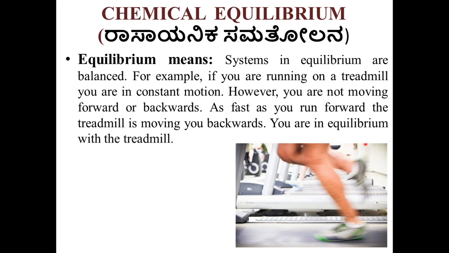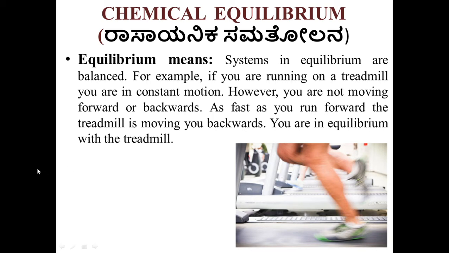Equilibrium means balanced. For example, if you are running on a treadmill, you are in constant motion. You are not moving forward or backward. As fast as you run forward, the treadmill will move you backward. Now you are in equilibrium with the treadmill. This is the meaning of equilibrium.